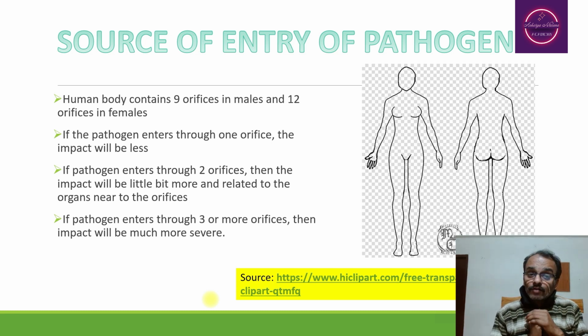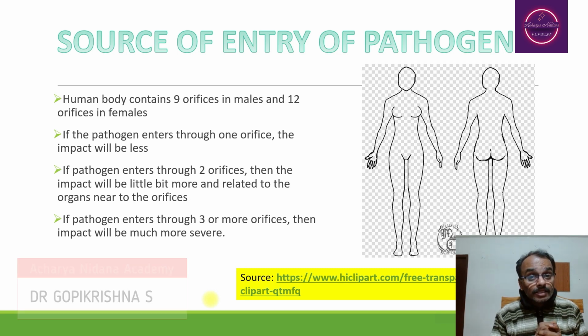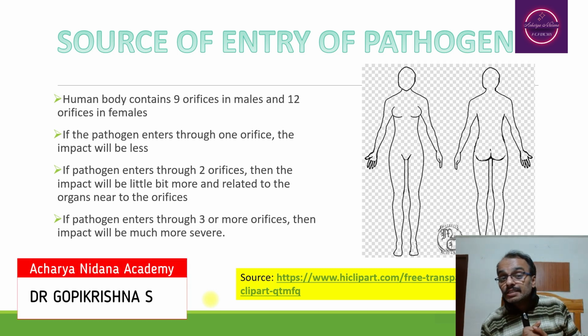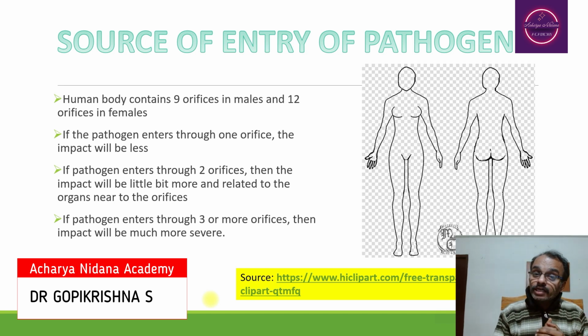If the source of entry of the pathogen is the eyes, the first and foremost symptom you can expect in the eyes may be a burning sensation, or an itching sensation, or there may be secretions from the eyes. If the source of entry is through the urethra, the first and foremost symptom may be observed in the urethra, such as burning micturition, or the person may have difficulty in performing the sexual act. Like that, multiple symptoms may be related to the source of entry of the pathogen.